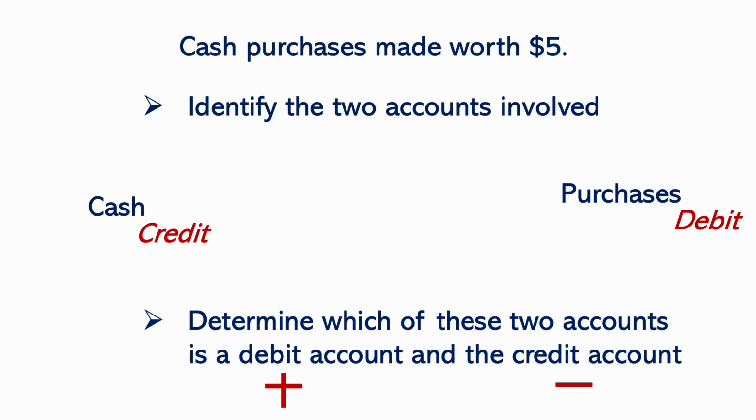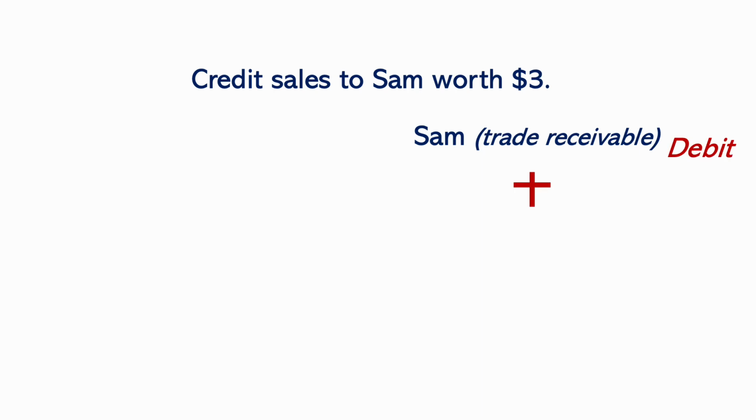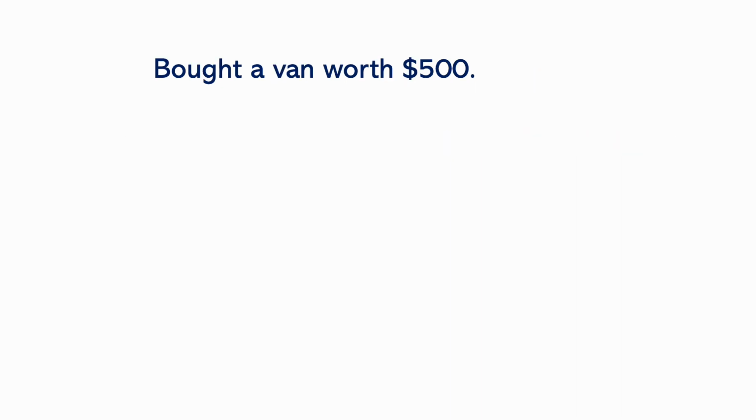Another example is credit sales made to Sam worth $3. Sam, the trade receivable, is the debit account, whilst the credit account is sales. Here's another example. Bought a van worth $500. Before I give you the answer, pause the video and try to figure out the answer on your own. And the correct answer is credit cash account and debit the van account.